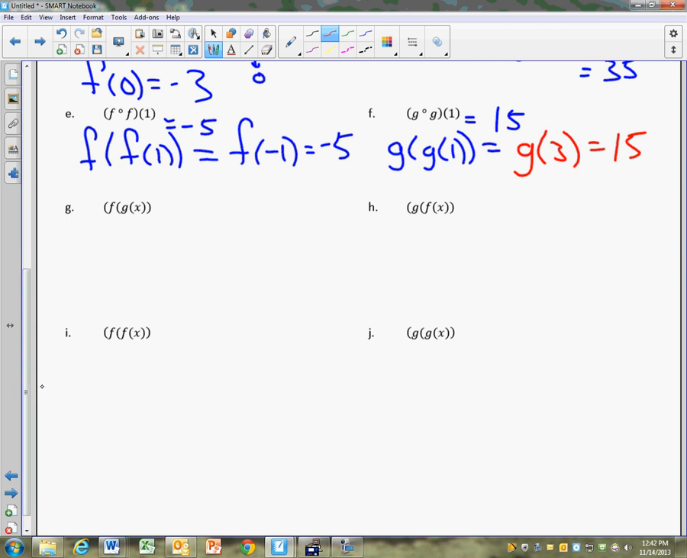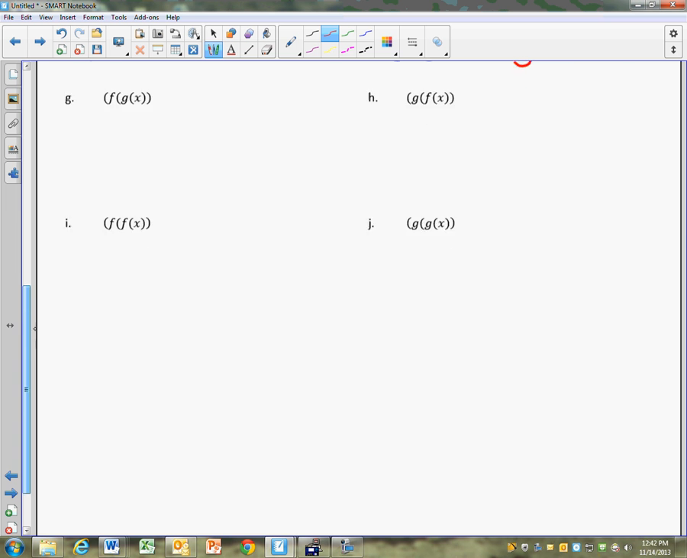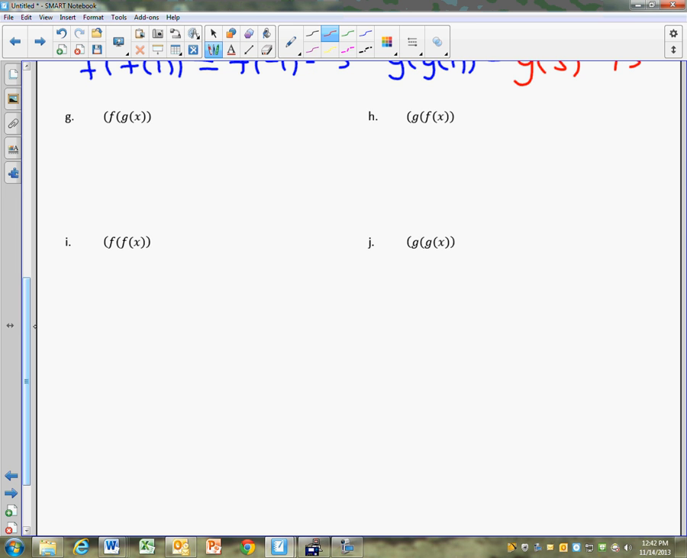Okay, what's different about G and H? We're not going to do I and J, but what's different about G and H? They just have X's. So what they want you to do is write a rule for the function. We're going to take this f of g of x and replace g of x. What is g of x? What do you plug in? X squared plus 2x. So g of x is that.